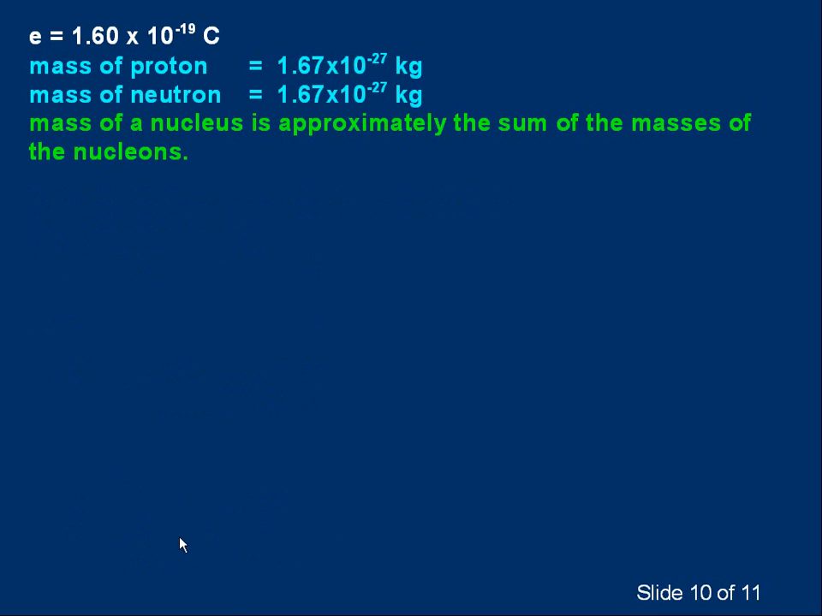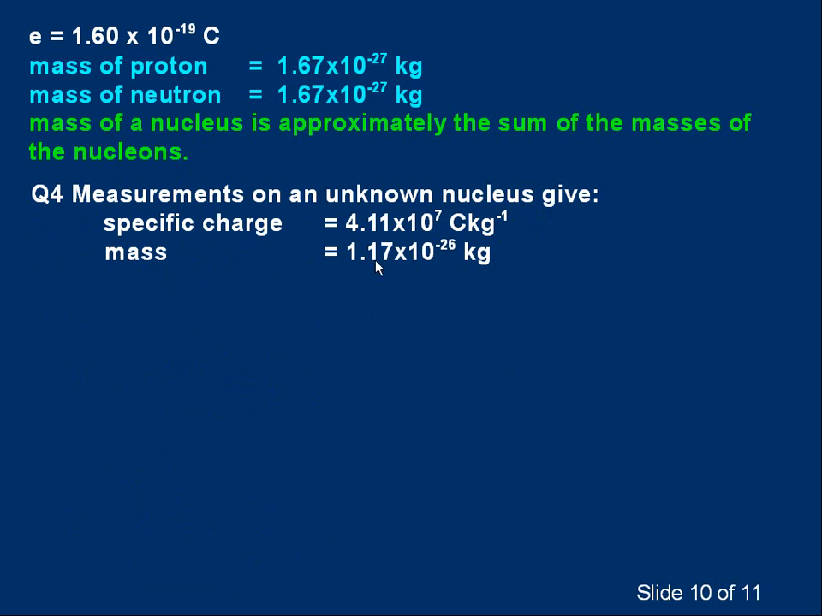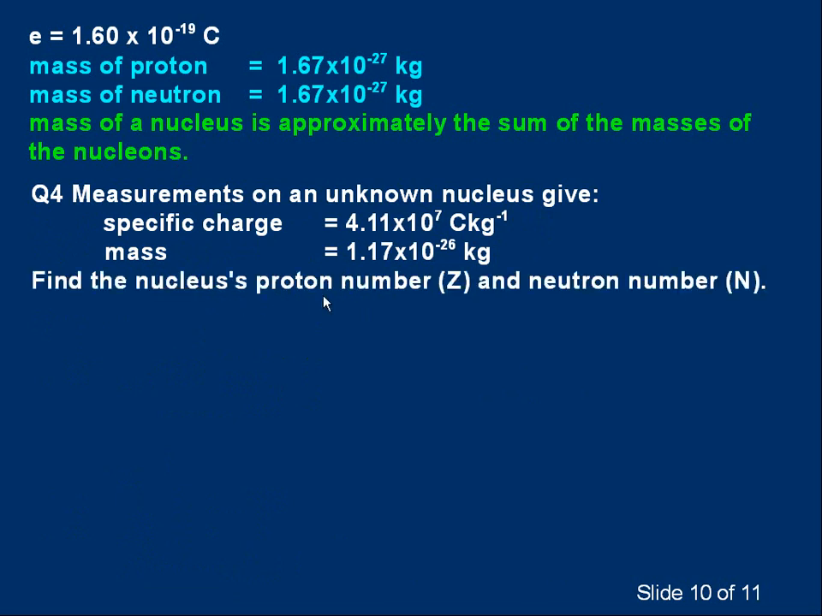Okay, let's do the final question, then we are finished. I've put the same data up as we had previously, but I'm going to give you a slightly harder question, number 4. Measurements on an unknown nucleus give its specific charge as 4.11 times 10 to the 7 coulombs per kilogram, and its mass 1.17 times 10 to the minus 26 kilograms. What you've got to do is find the nucleus's proton number, Z, and neutron number, N. So, I'm going to give you a hint in a minute. If you don't know how to do that, you may want to wait for the hint. If you want to go ahead and try it for yourself, you can pause now.